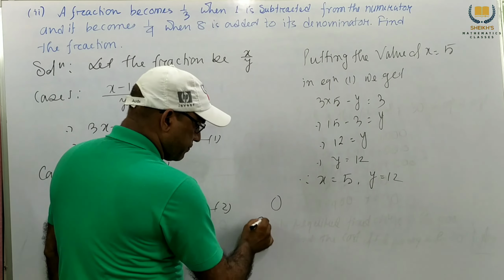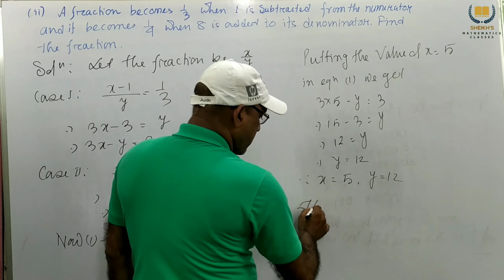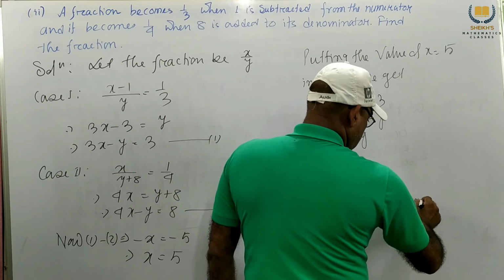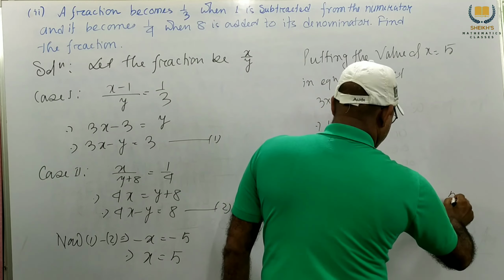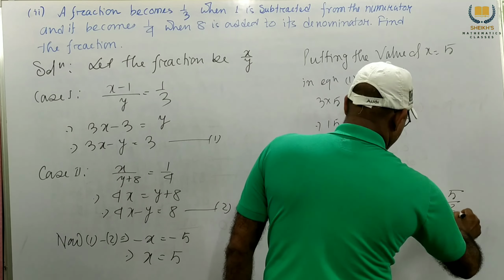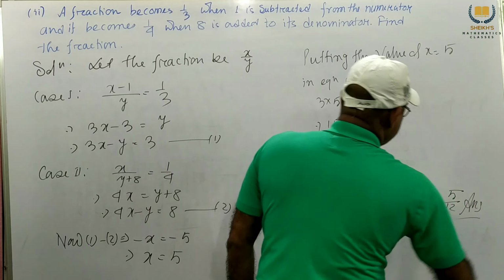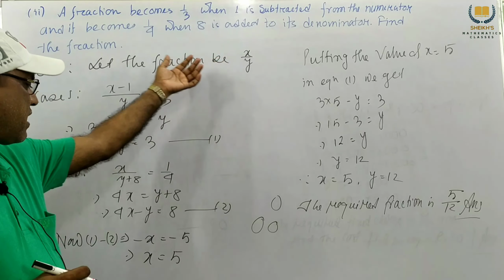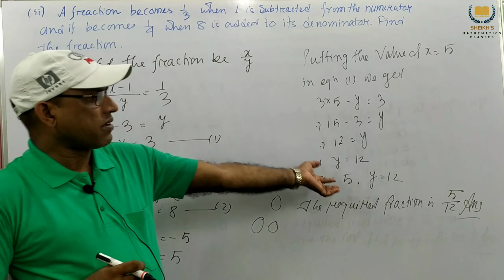Therefore the required fraction is 5 by 12, and this is our answer. This solution is very easy, no problem. Just read the question attentively and write this, and after calculation we get this.